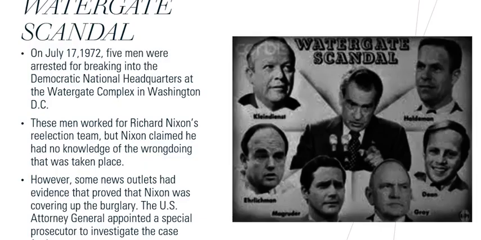The Watergate scandal. On July 17, 1972, 5 men were arrested for breaking into the Democratic National Headquarters at the Watergate Complex in Washington, D.C. These men worked for Richard Nixon's re-election team, but Nixon claimed he had no knowledge of the wrongdoing that was taking place. However, some news outlets had evidence that proved that Nixon was covering up the burglary. This made the U.S. Attorney General appoint a special prosecutor to investigate the case further.